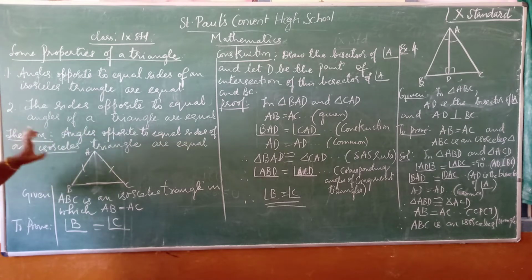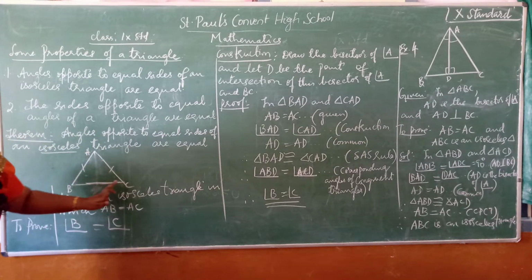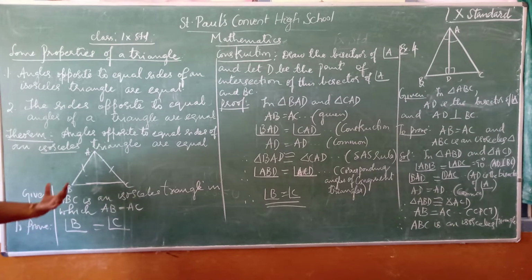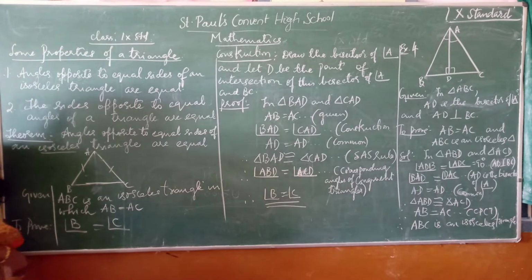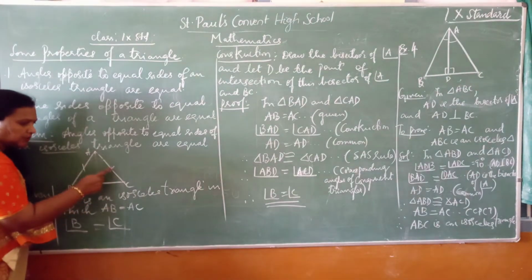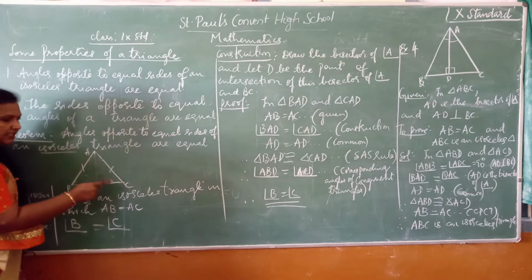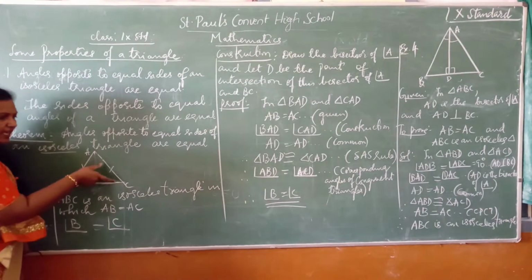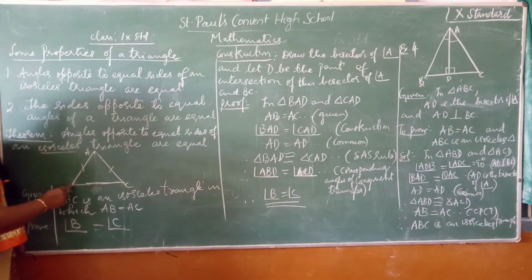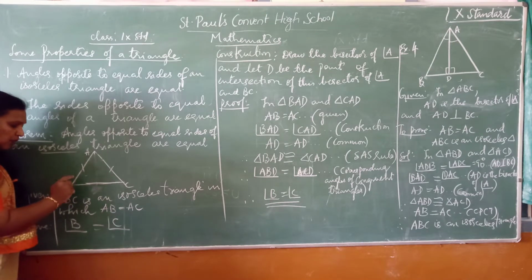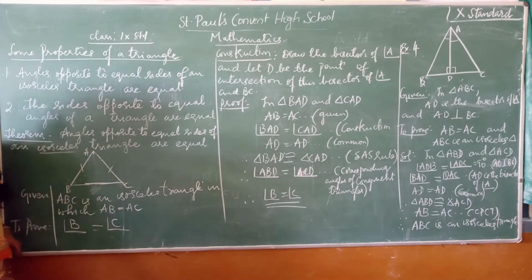When you read this, it is understood that what is given in the statement is an isosceles triangle. You know what an isosceles triangle is, where two sides are equal. So an isosceles triangle is given, and you have to prove that angles opposite to the equal sides are equal. For AB, the opposite angle is angle C, and for AC, the opposite angle is angle B. You are supposed to prove angle B is equal to angle C.